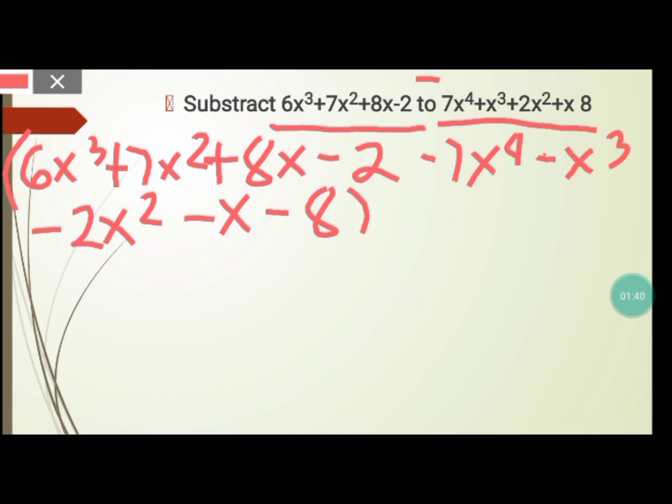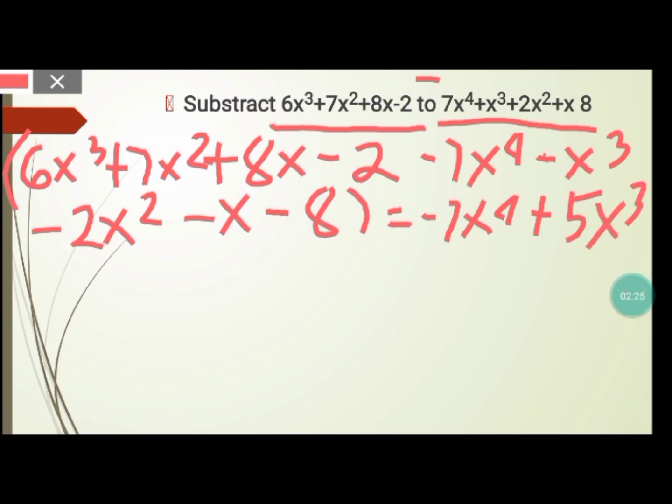Again, in adding or subtracting polynomials, in the answer you arrange the degree of the polynomials in descending order, from highest to lowest. So in this problem, the highest degree would be negative 7x raised to 4. Then next we have the cube: 6x cubed minus x cubed.